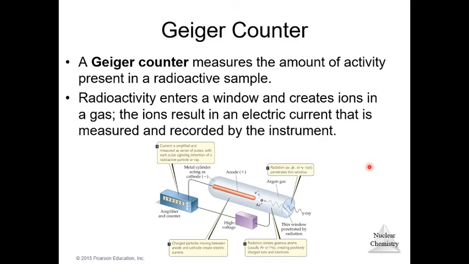Another thing you can do is use a Geiger counter. It's got this little amplifier and counter box, and it's going to be attached to a tube that will pick up radiation, and if it detects radiation, you will get clicks. It will make an audible click when it detects radiation.